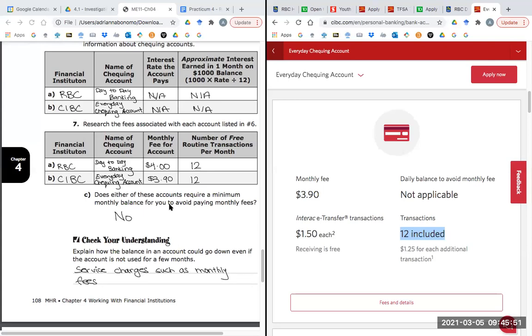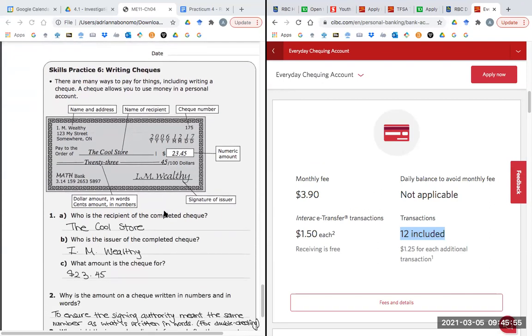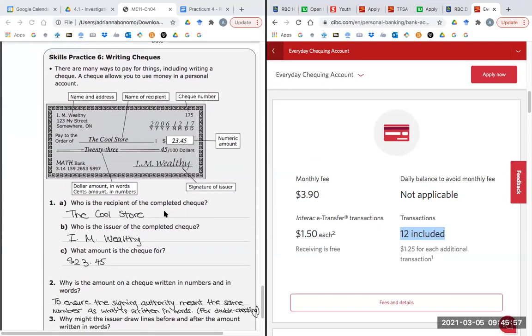This check your understanding you can do on your own time independently, but I really do want to point your attention to writing checks. This is important. There's a big component of your quiz on this concept. The reason I want to highlight this is because recently I've been writing checks. I'm the director of finance of my school's student association, so I've been responsible for writing checks to different companies.